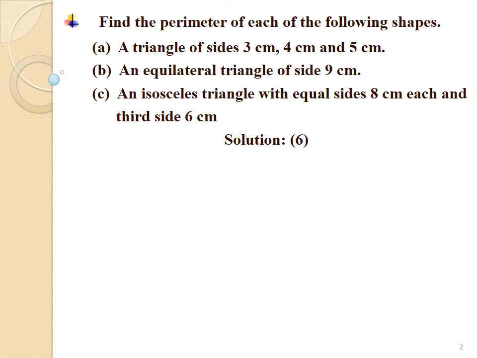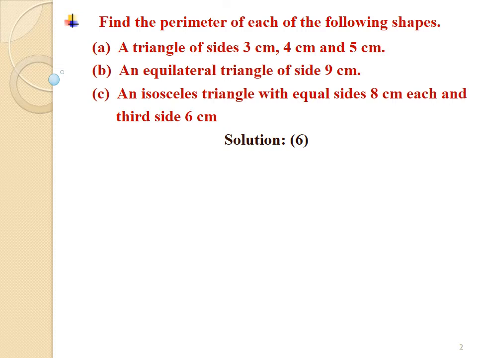Sum number 6. Find the perimeter of each of the following shapes. Students, in this question, there are 3 sub-questions, namely A, B and C. We have to find out the perimeter of 3 different triangles. In sub-question A, we have to find out the perimeter of a scalene triangle, as all the sides of the triangle are different. And we know that a scalene triangle is a triangle which has all the sides different.